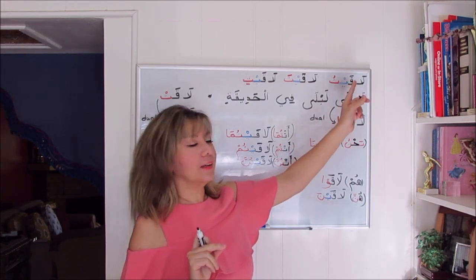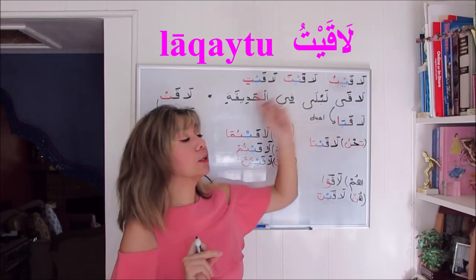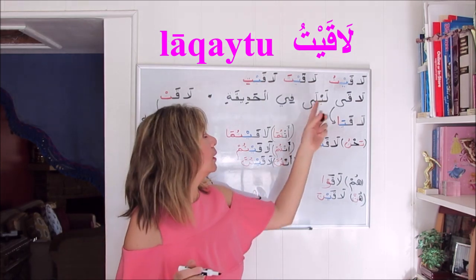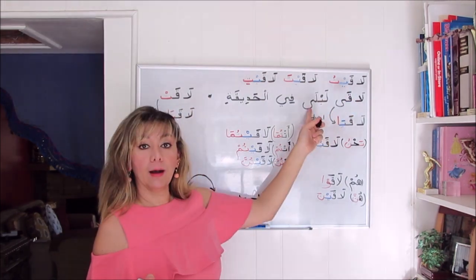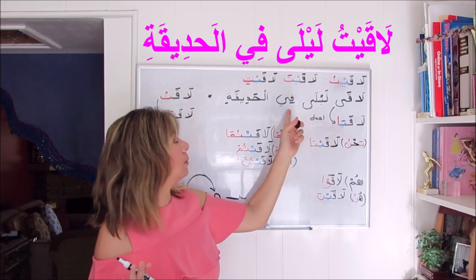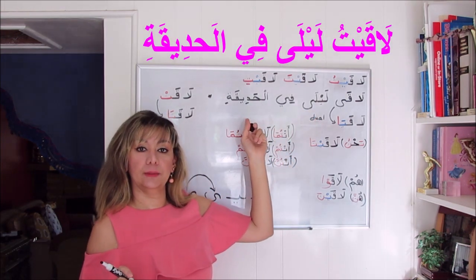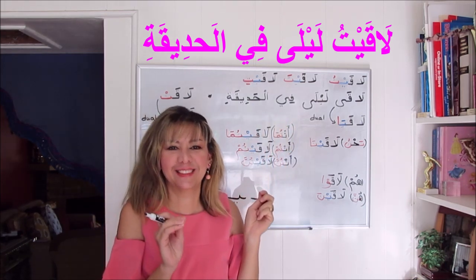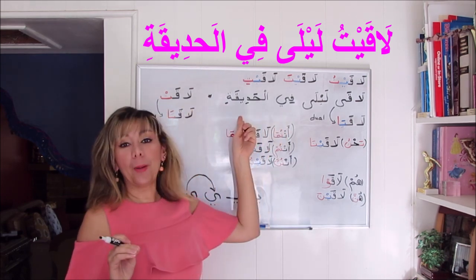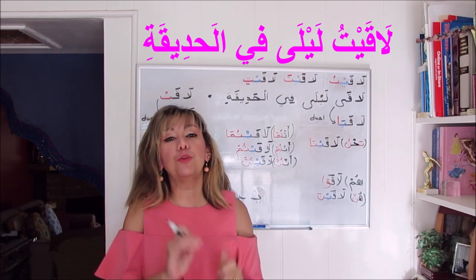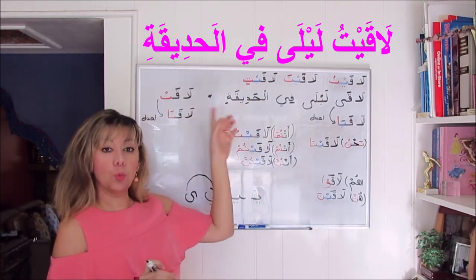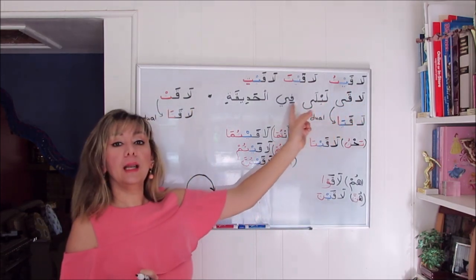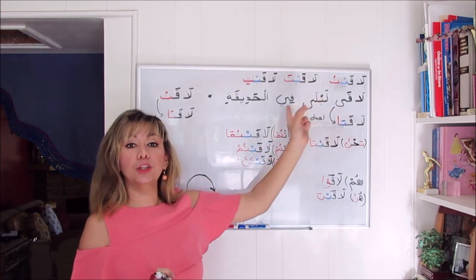So laqay, so the sukun, don't forget, laqaytu, ana laqaytu, I met or I encountered. Ana laqaytu Layla is a female given name. في الحديقة, at the park. And you don't have to vocalize the last consonants toward the end of the sentence. لقيت ليلى في الحديقة. I met Layla at the park.